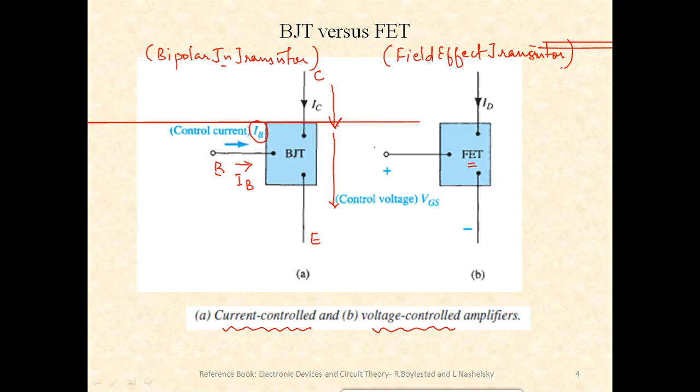Whereas in the case of FET, the three terminals are gate, drain, and source. The voltage applied between gate and source determines the current flow between drain and source, which is IDS. Because of that, it is called a voltage controlled device.